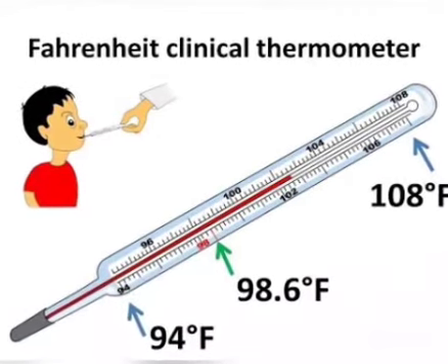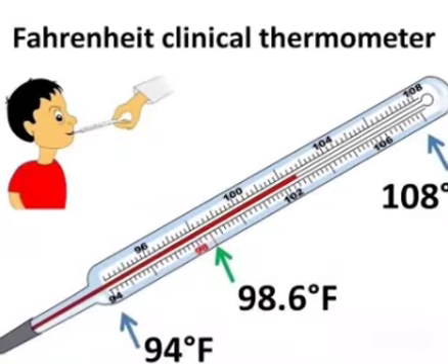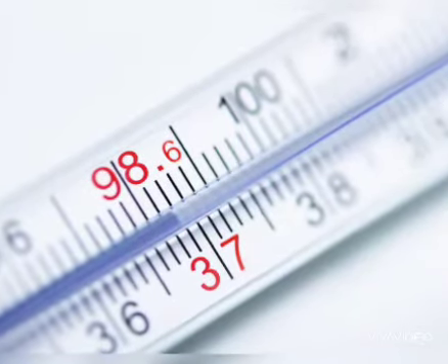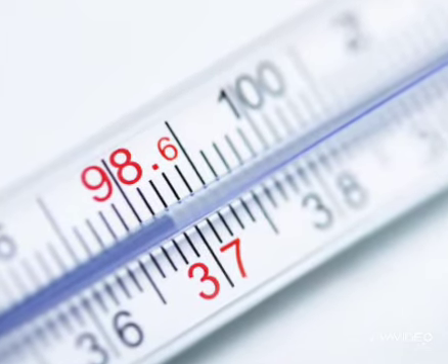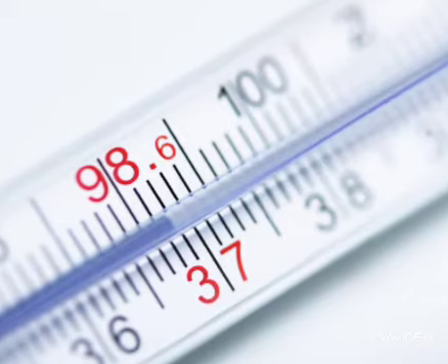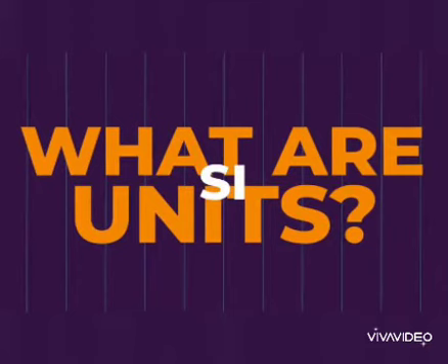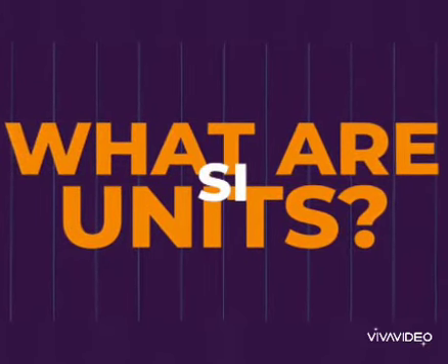And for your information, let me just tell you what the normal human body temperature is. There are basically, children, two units to measure temperature: degree Fahrenheit and degree Celsius. In Fahrenheit, 98.6 is the normal human body temperature, and 37 in degree Celsius. Now let us talk about the SI units.